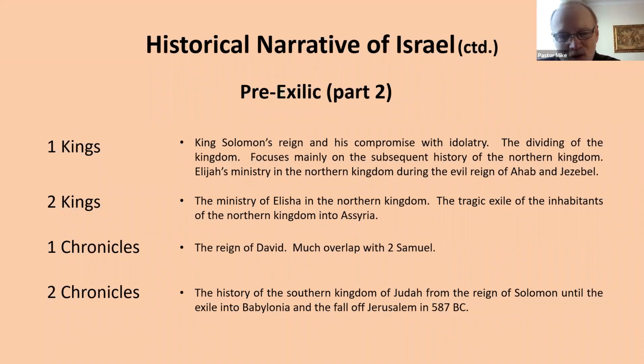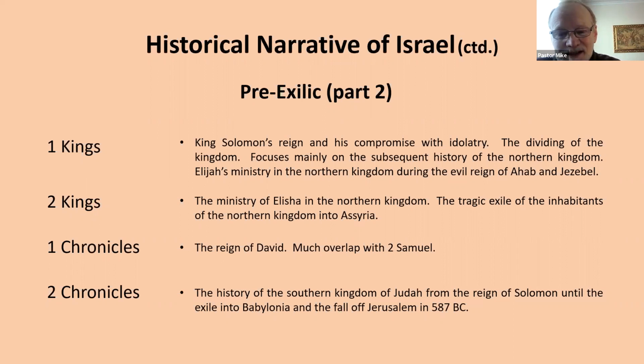And the book of 1 Kings focuses mainly on the subsequent history of the northern kingdom, which had very, very ungodly kings and leaders, one after the other, hardly a godly man amongst them at all. And the big prophet that appears in the book of 1 Kings is, of course, Elijah. And it describes Elijah's ministry, particularly during the evil reign of Ahab and Jezebel, where Ahab and Jezebel brought Israel down to really just the lowest point in their entire history.